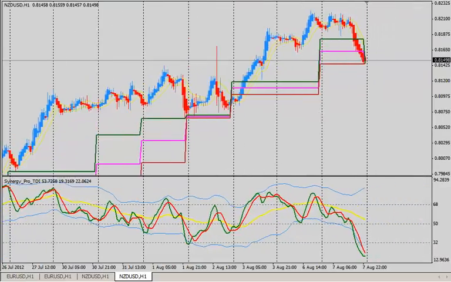Now today we saw a pull back into the range. If we break below this, we may have a situation where we have a short bias in the marketplace, dropping below the pivot range.